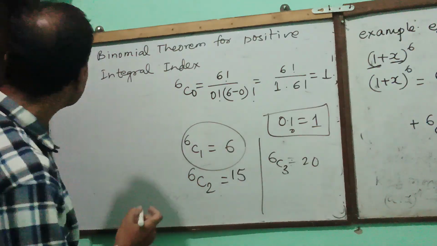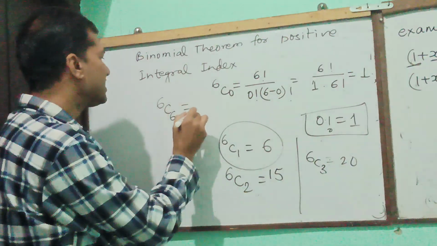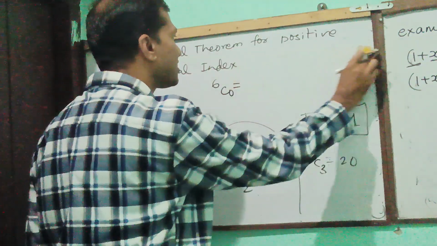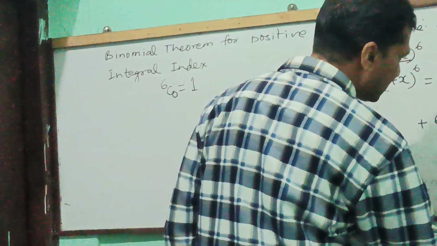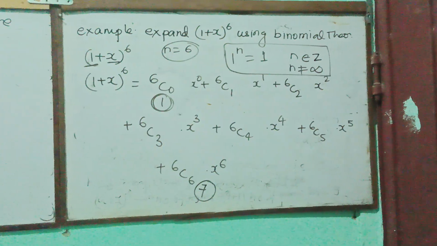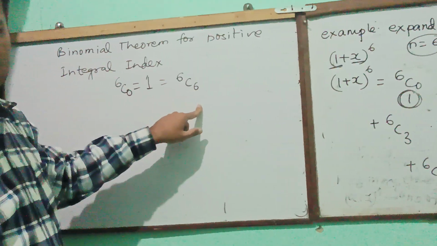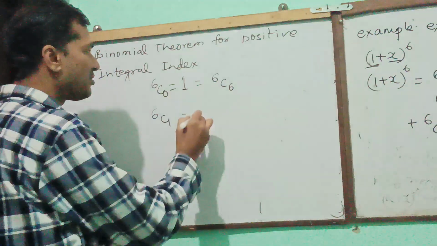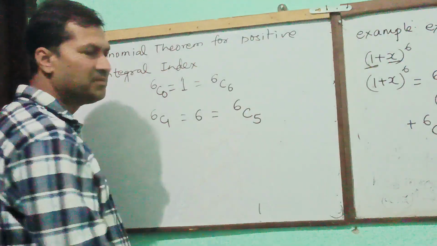Now just go from the last. The last term is how much here? 6C6. So again 6C0 is how much here? We have got 6C0 equal to 1, the first term is 1. Now go for the last term, which means the 7th term. Again we are getting 6C6. How much? 6C6 is also 1 only. Then after 6C1, we have got 6, so this is also equal to 6C5.